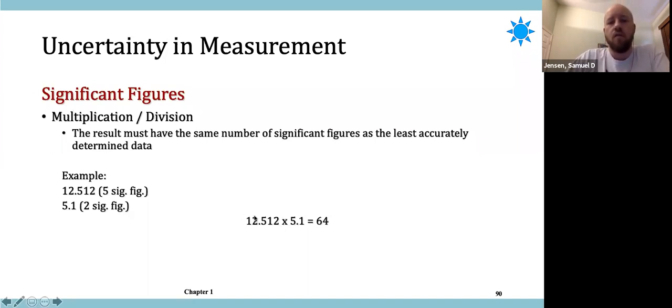So, in this case, the fewer number of significant figures is going to be our indicator of which one is the least accurate term. Less significant figures means less accurate. 2 significant figures is less accurate than 5 significant figures. So when I multiply these two together, my answer is going to have the same number.